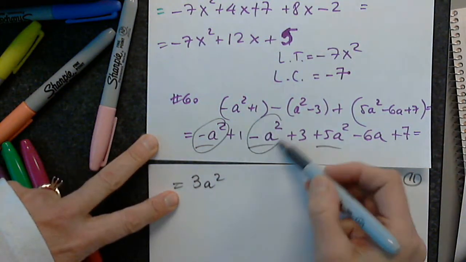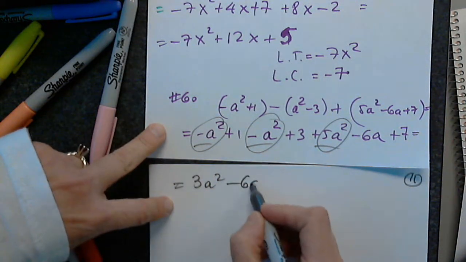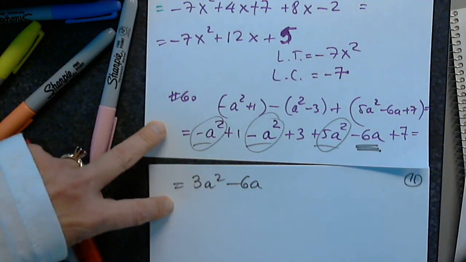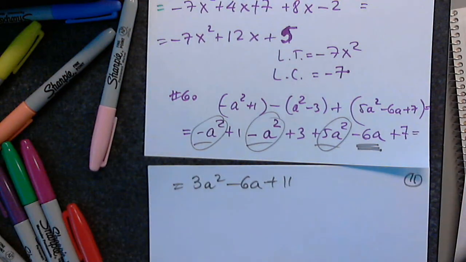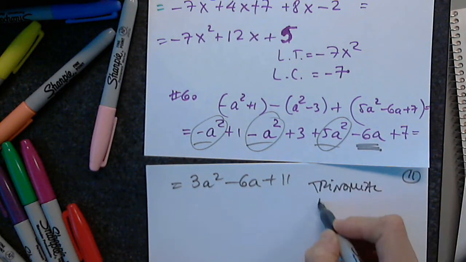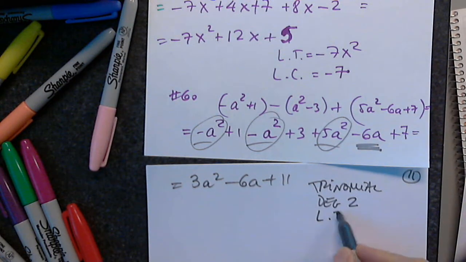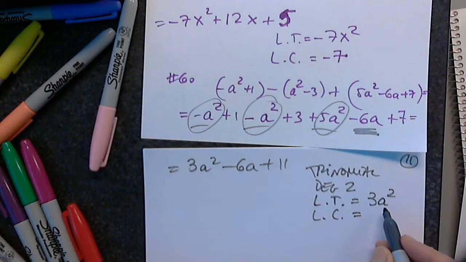Next in line. So these are accounted for. The next in degree in line will be degree 1. Yes, negative 6a, there is only one. And then no degree. Plus 11. So what type of polynomial is this? Trinomial. And what is its degree again? 2. Leading term? 3a squared. Leading coefficient? 3. That's it.